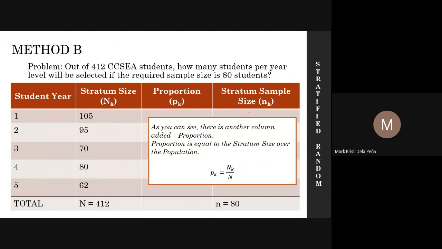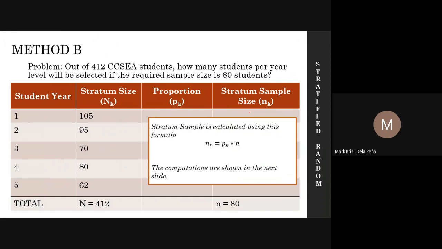In method B, again, we will make use of what we call a proportion. The proportion will be calculated using this formula: n sub k, which denotes the stratum size, meaning the population per stratum, divided by the total population, uppercase N. Here we have different stratum sizes for each stratum, so our n sub k will have different values. Our uppercase N is constant all throughout this problem, and that's equal to 412.